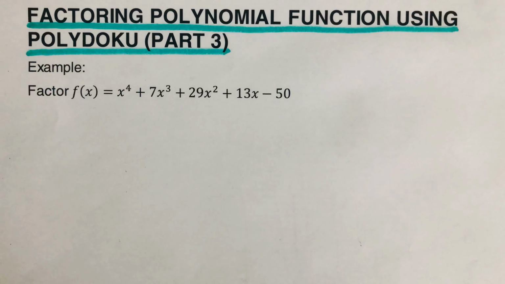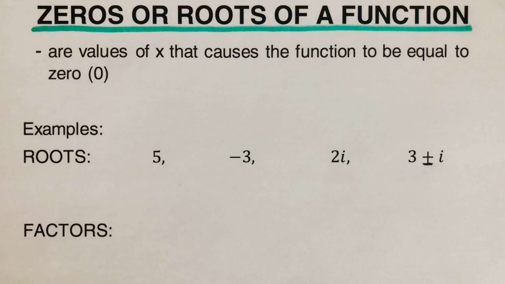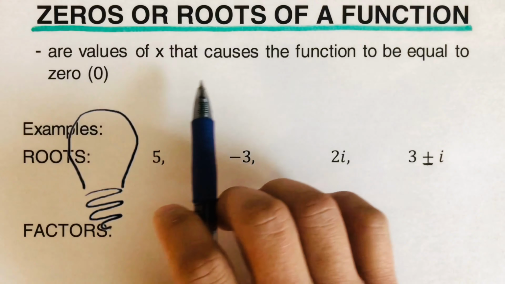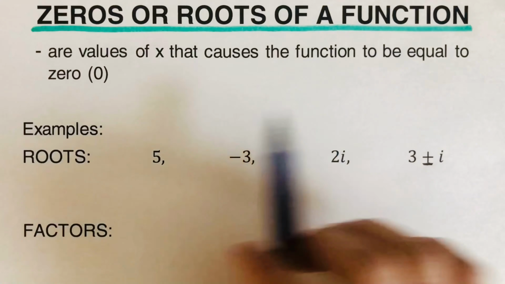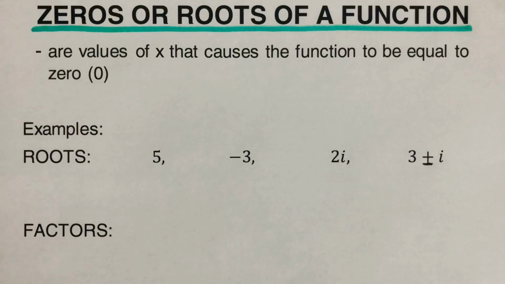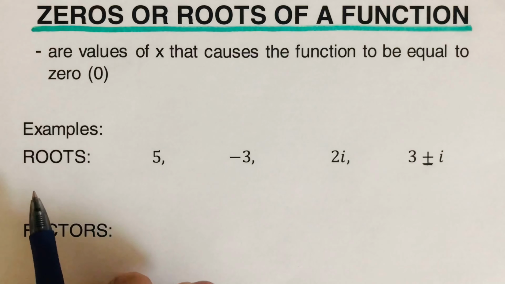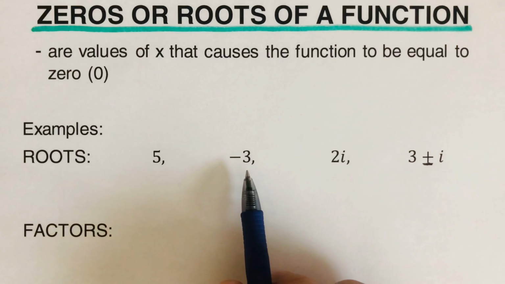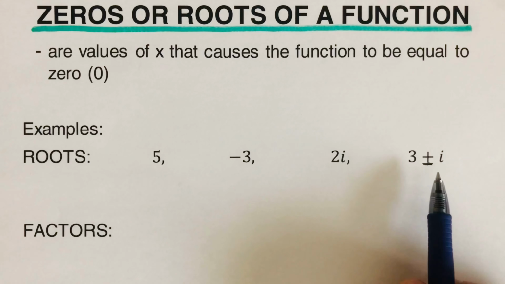Before we jump into this example right here, let's have a review on the roots or zeros of a function. Zeros or roots of a function are values of x that cause the function to be equal to 0. Now, there are some notations for how roots are written in some problems. In some problems, they write it this way: the roots are 5, -3, 2i, 3 plus minus i.